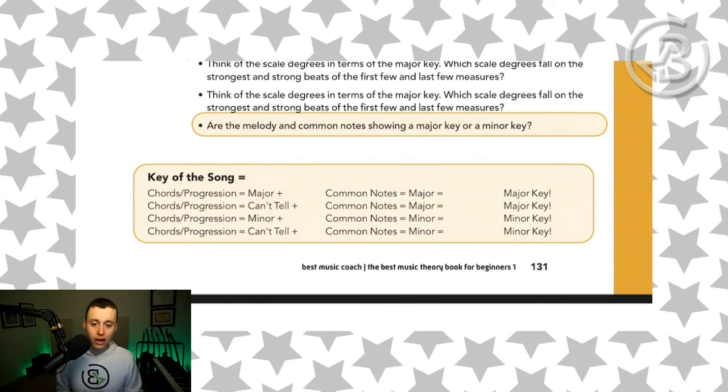So if the chord progression is major and the common notes look to be major, most likely it's a major key. If the chord progression you can't tell if it's major or minor and the common notes are major, it's probably a major key. If the chord progression is minor and the common notes are minor, it's definitely a minor key. And if you can't tell from the chord progression but the common notes are minor, it's most likely a minor key. I will see you in the next lesson.